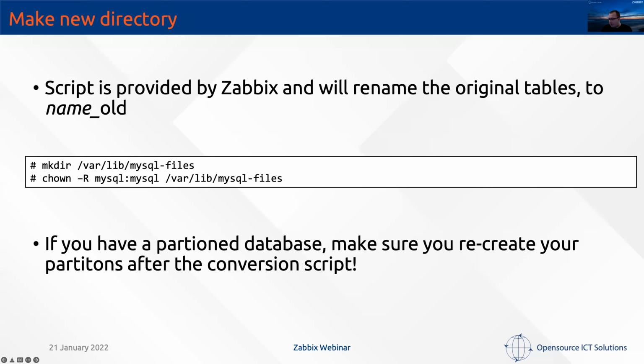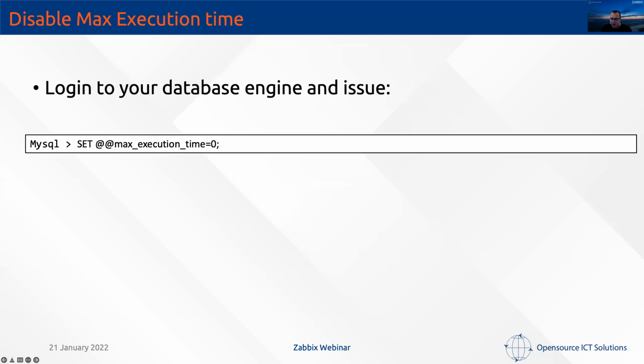And then if you have a partitioned database, this is the moment to recreate the partitions. So in the previous slide, we saw that conversion script. Then new tables are created, but those tables are created without partitions. So you have to create them yourself again. It's not complicated. It's not time consuming, but it's rather important if you have a partitioned database to get your partitions back.